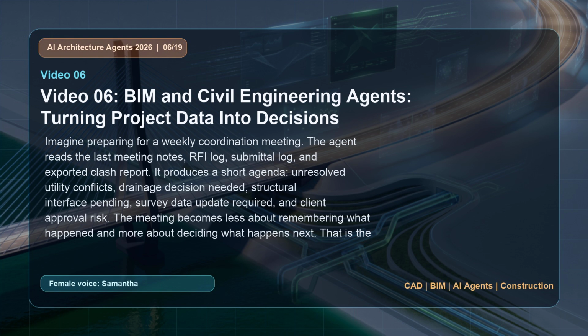Imagine preparing for a weekly coordination meeting. The agent reads the last meeting notes, RFI log, submittal log, and exported clash report. It produces a short agenda: unresolved utility conflicts, drainage decision needed, structural interface pending, survey data update required, and client approval risk. The meeting becomes less about remembering what happened and more about deciding what happens next. That is the real productivity gain.